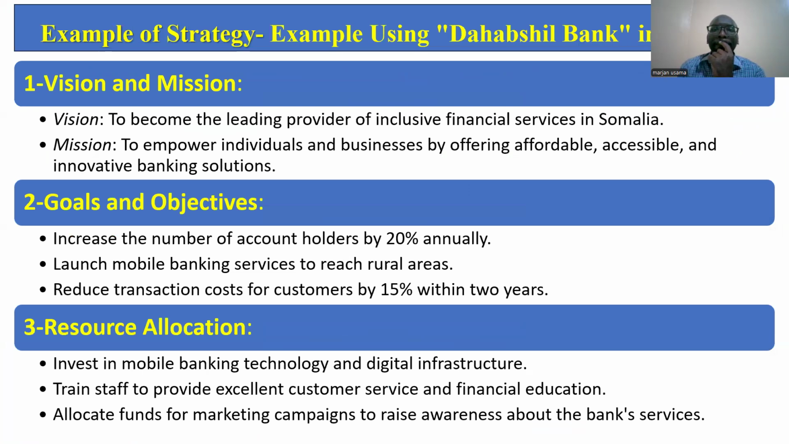So in the beginning, this is using Dahabshil as an example. Every business should have a vision and mission. And we shall talk in detail about what we mean by vision and what we mean by mission. Are they the same or are they different? We will learn about it. So every organization, at least, needs to have a vision and mission. For example, this is the vision of Dahabshil Bank: to become the leading provider of inclusive financial services. And they also have their mission.